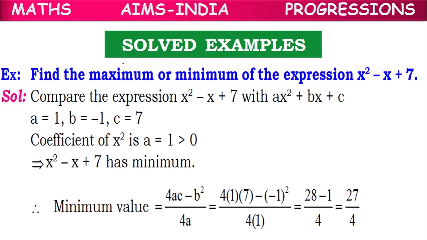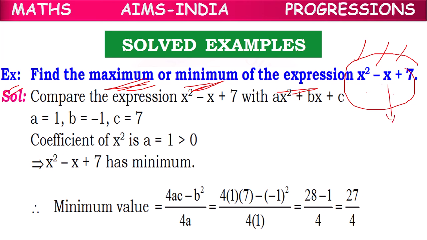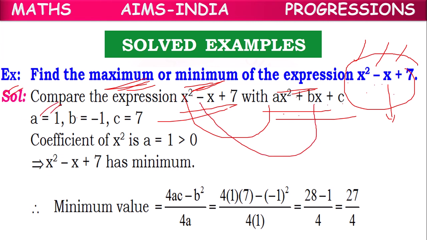Next, children, some more solved examples are there. Find the maximum or minimum of the expression x square minus x plus 7. We have to find the maximum value or minimum value of the quadratic expression. If we compare the given quadratic expression with the general form ax square plus bx plus c, in the place of a we have 1, the x square coefficient is 1. In the place of b, the x coefficient, we have minus 1. In the place of the constant we have 7.